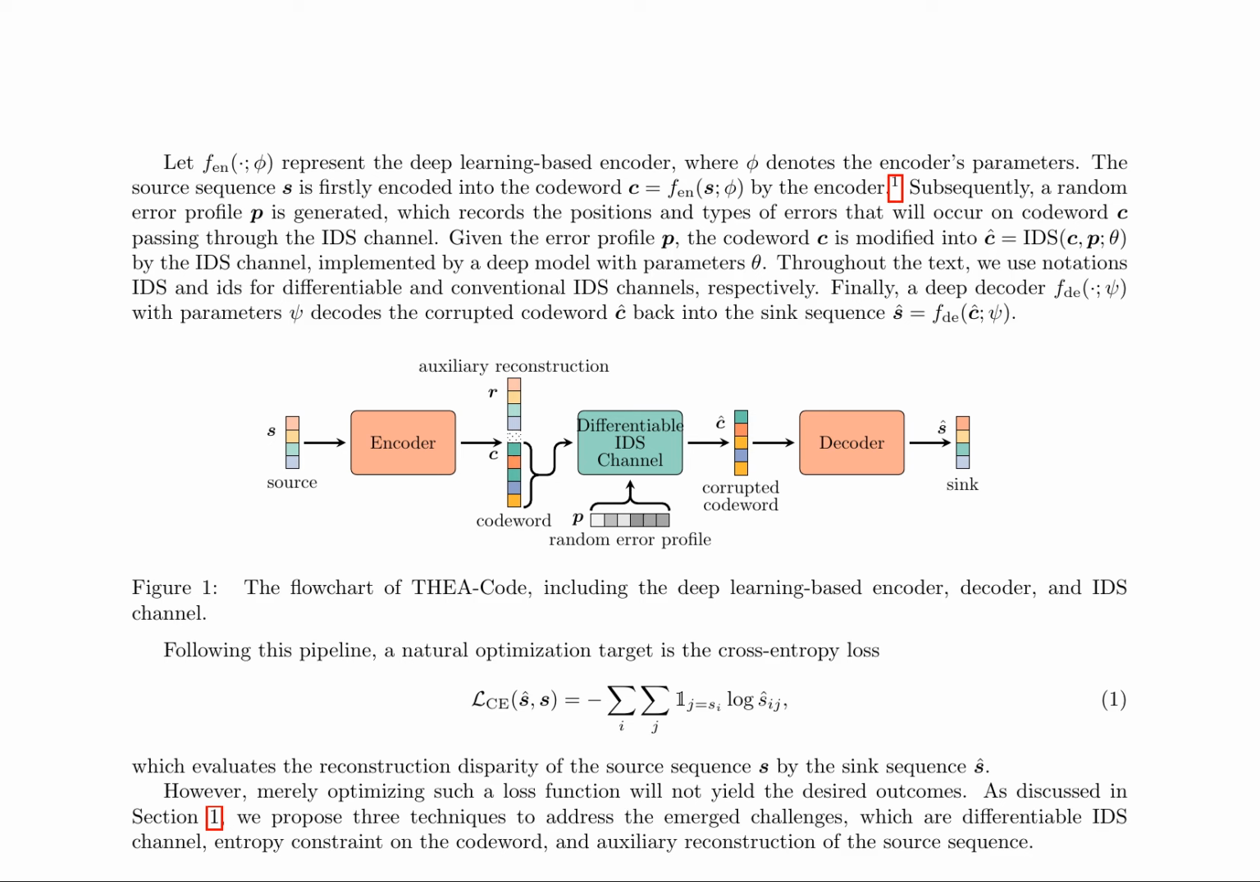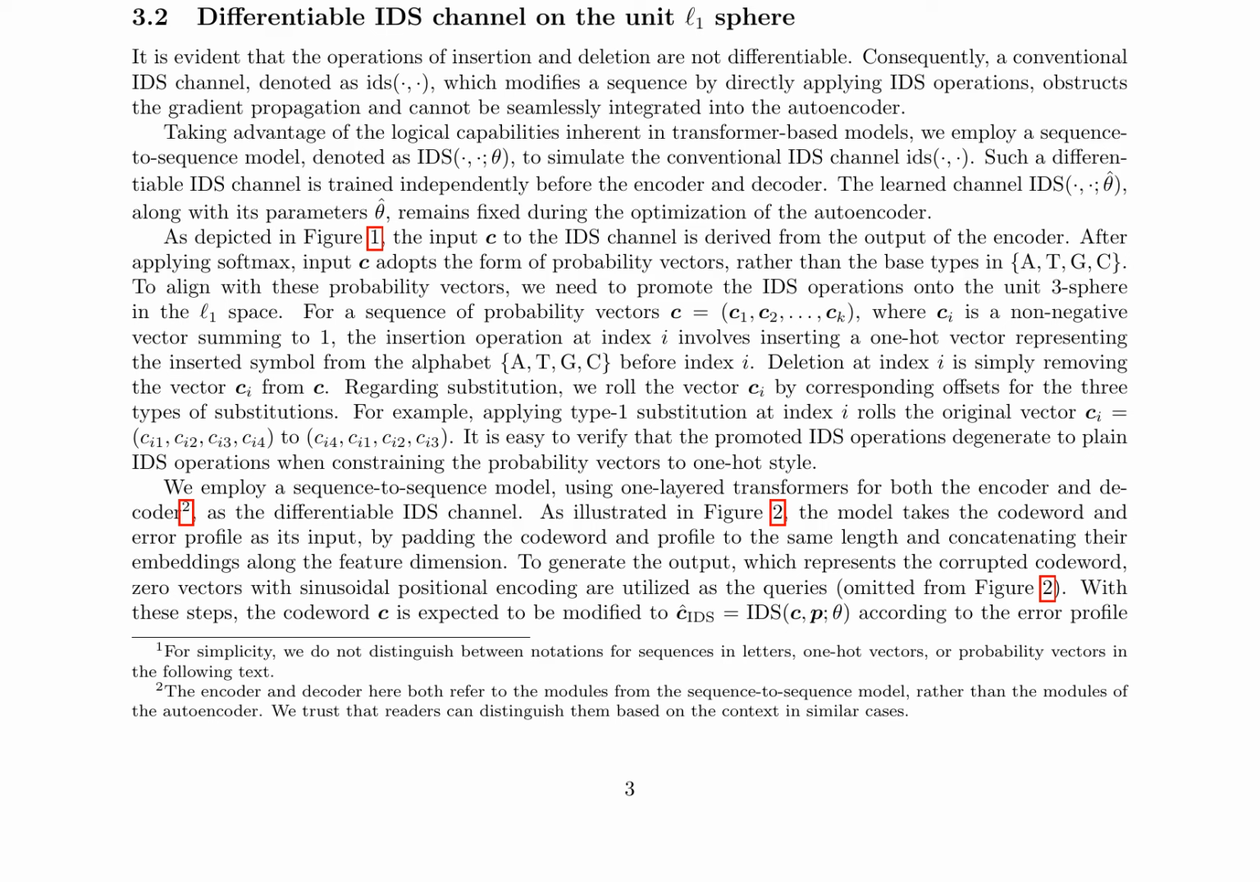The proposed THEA-Code framework consists of a deep learning-based encoder, a differentiable IDS channel, and a deep decoder. The encoder takes the source sequence as input and generates a codeword. A random error profile is then generated, recording the positions and types of errors on the codeword. The IDS channel modifies the codeword into a corrupted codeword according to the error profile. The deep decoder decodes the corrupted codeword back into the sync sequence. The optimization target is the cross-entropy loss between the source sequence and the sync sequence.